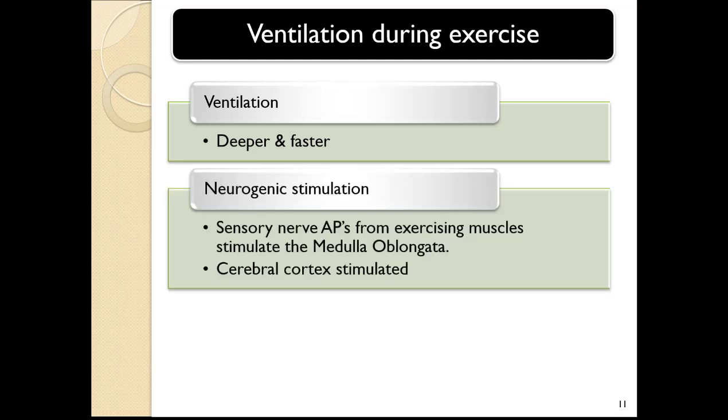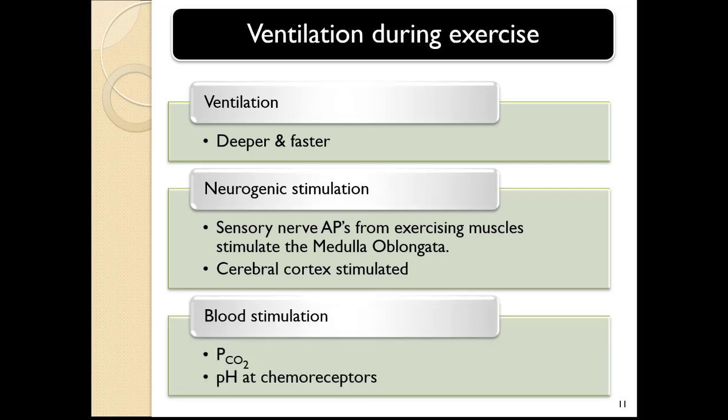Now, some of the other things that stimulate ventilation during exercise include the fact that your brain can detect when your muscles are moving. So as your muscles begin to move a whole bunch, that stimulates your cerebral cortex and your medulla, and that's basically what this neurogenic stimulation is. And your brain realizes, hey, if we're moving that much, we're going to need more oxygen and need to get rid of this carbon dioxide. So that increases your breathing rate as well.